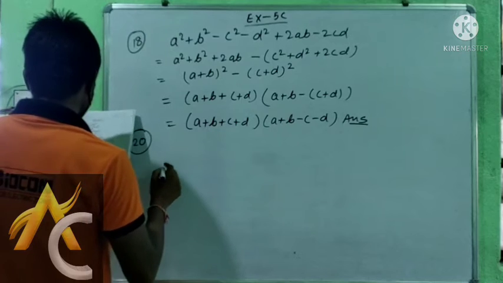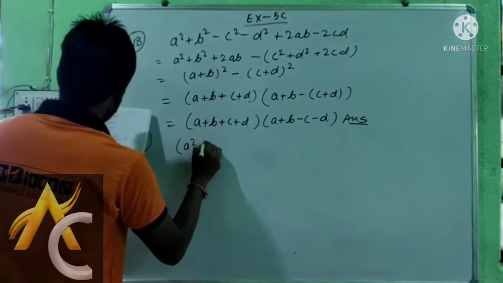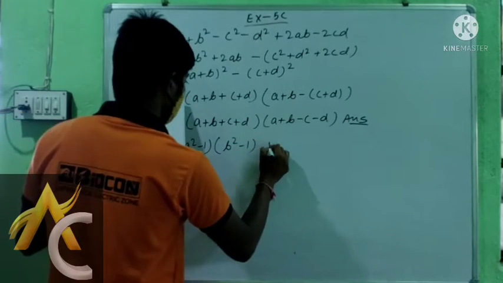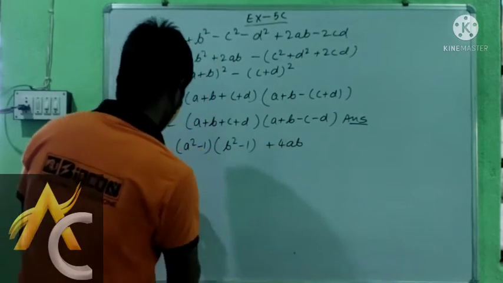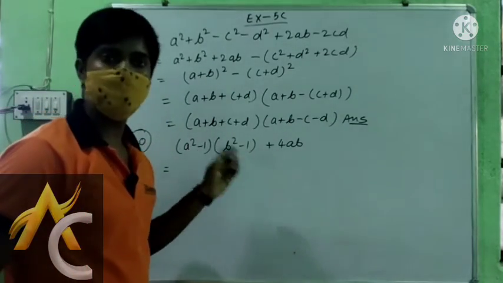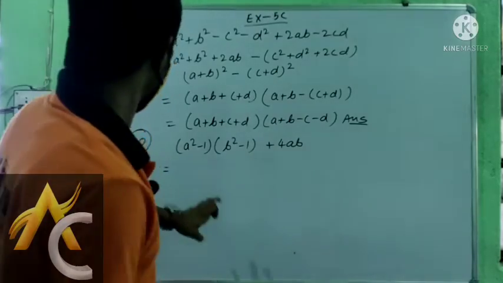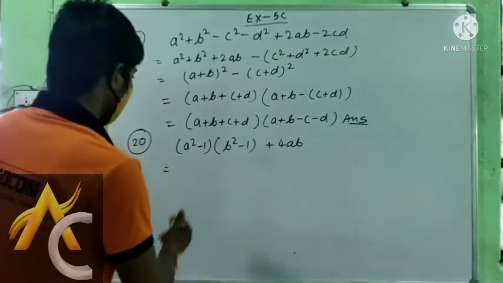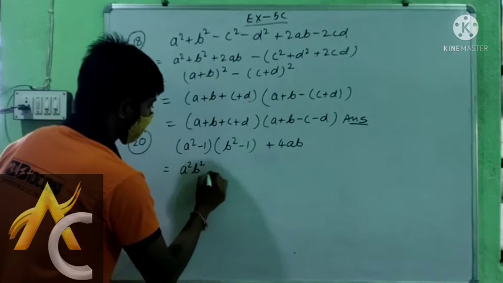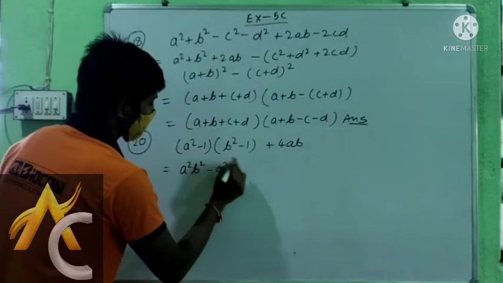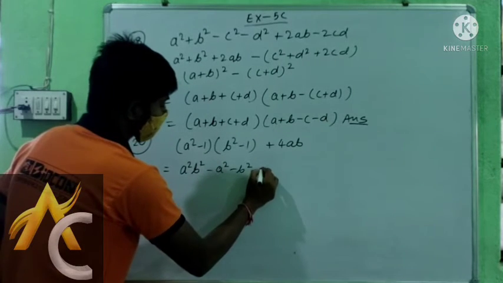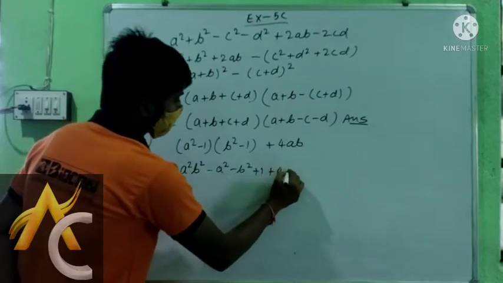Question number 20 is a square minus 1, b square minus 1, plus 4ab. By looking at these two terms, there is nothing common between them, right? So we will expand it. Then it will be a square into b square, which is a square b square, then a square into minus 1 is minus a square, minus 1 into b square is minus b square, and then minus 1 into minus 1 becomes plus 1, plus 4ab.